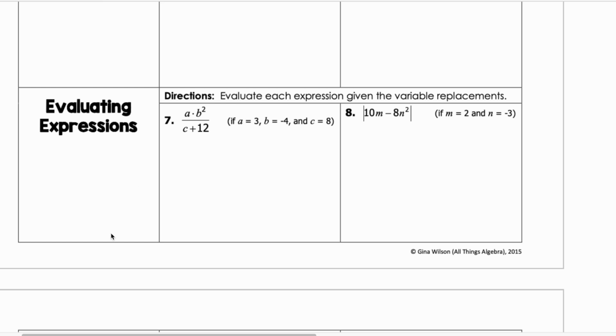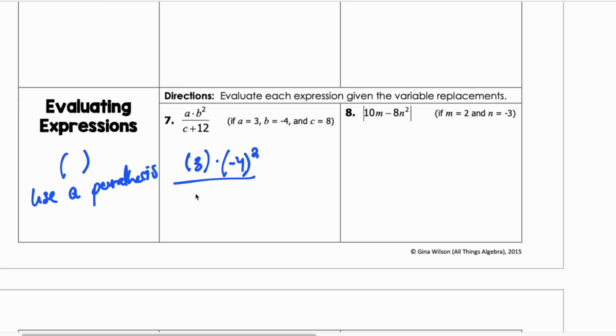Alrighty, so let's talk about evaluating expressions when we're plugging in numbers. You guys should be pretty familiar with this, but I just want to remind you, a good habit is to use your parentheses when you're plugging in these numbers. That's because some of these are going to have a negative symbol with them. And so when you plug them in, if you're going to be adding a negative number, we need to remember to combine those signs. So let's go ahead and put 3 times b, which is negative 4, to the power of 2. And then c is 8 plus 12.